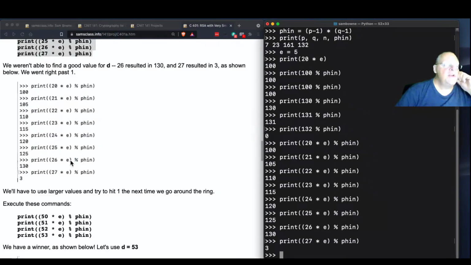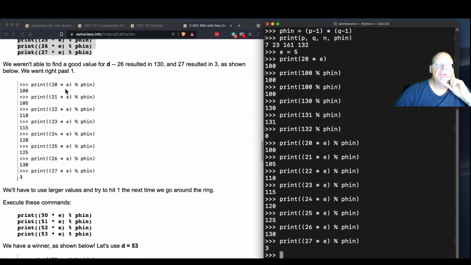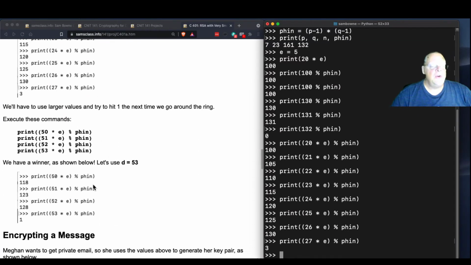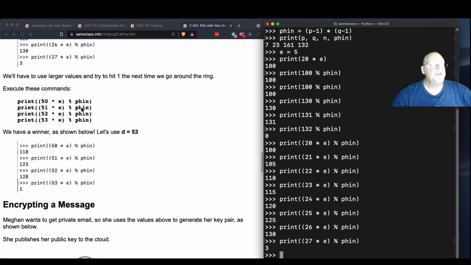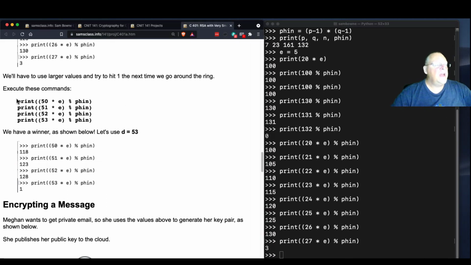So what we want to do is find the modular inverse of 5. E is the encryption key, and D is the decryption key. And what you have to do is find a number D, you're trying to find a value that will give you an answer of 1 here. And so it's up here around the 50s.